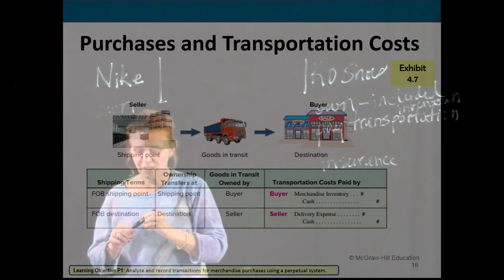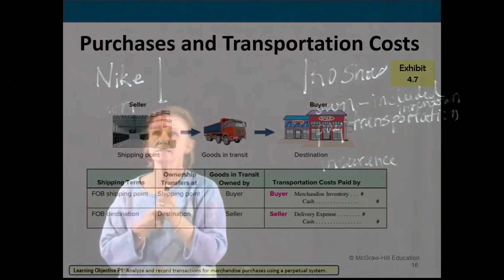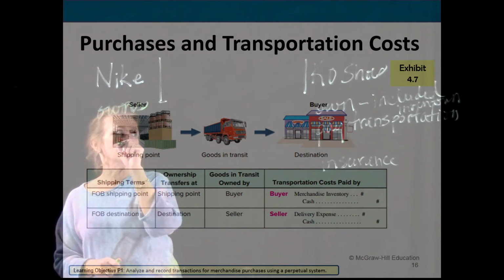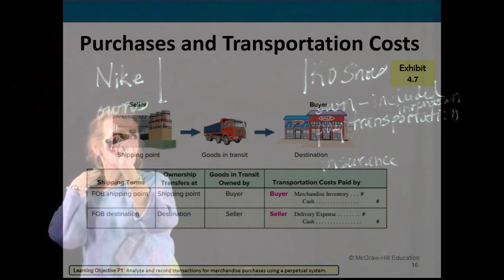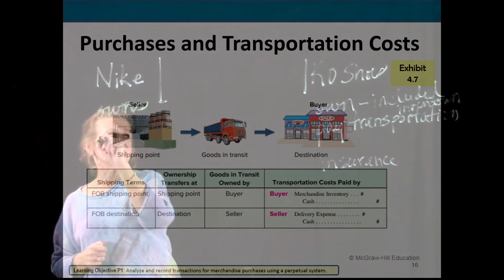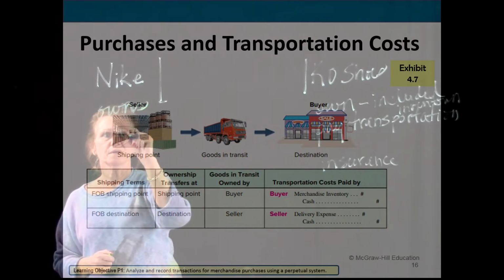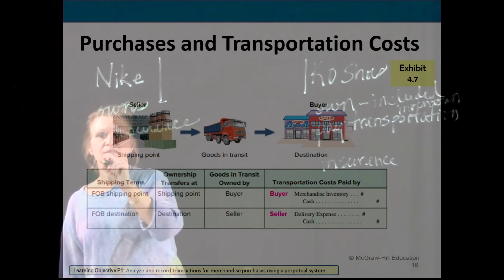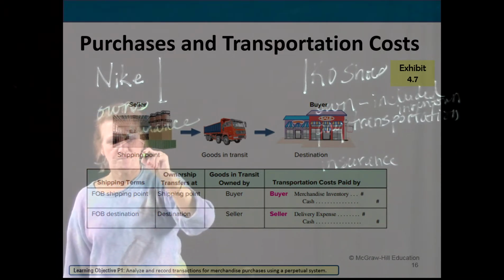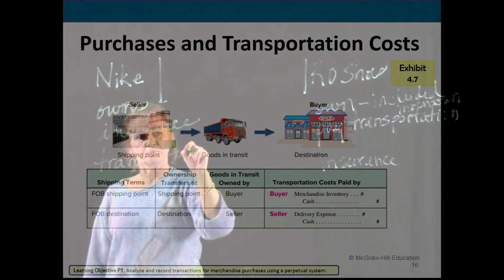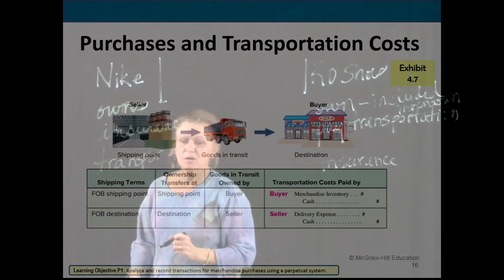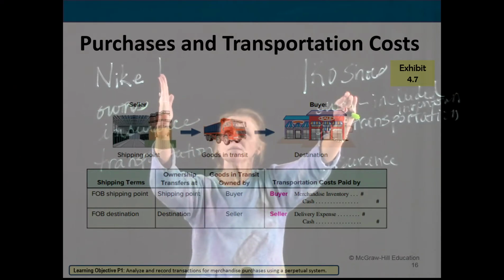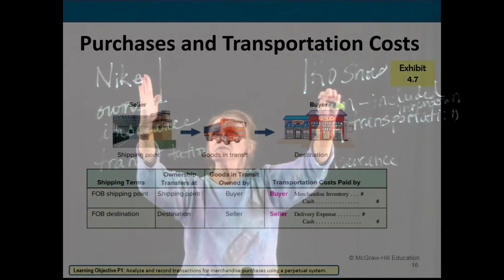I'm going to switch to a different color pen because that one's just not working. Nike owns it. It's in their inventory. Nike pays insurance. And Nike pays transportation. So destination means that the buyer owns it from here on out.